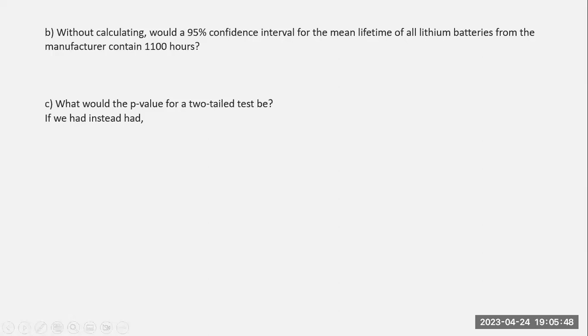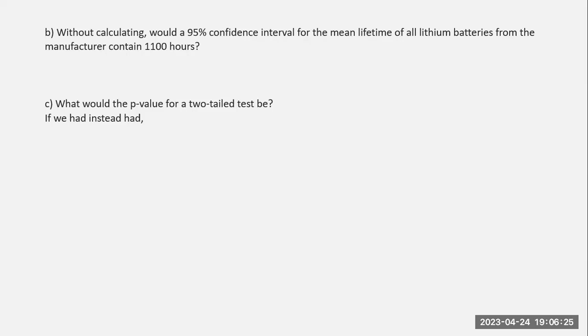Oh, I forgot that has B and C. All right, so for part B, without calculating, would a 95% confidence interval for the mean lifetime of all lithium batteries from that manufacturer contain the value of 1,100 hours? So we're saying without calculating it, so we're basing it on the hypothesis test we just did, right? And our null hypothesis was that the mean equals 1,100, right? And did we reject that or fail to reject that?